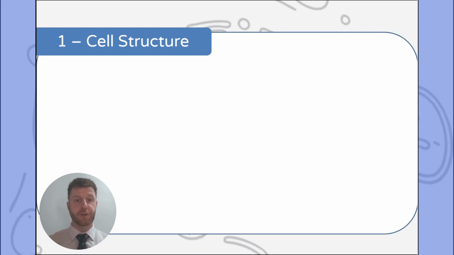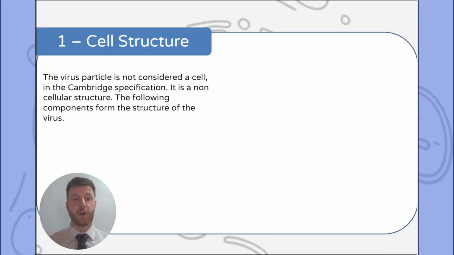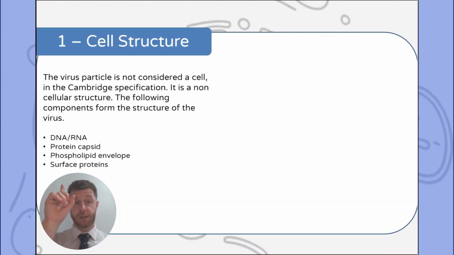So we've finished reviewing our prokaryotes versus eukaryotes. Now let's take a look at the other structure that we need to know, which is the virus particle. Notice I've said structure. I am not calling it a cell because according to Cambridge, it is not a cell. We'll look at that in a moment. So the components that we need to know for our virus are above me, just up here.